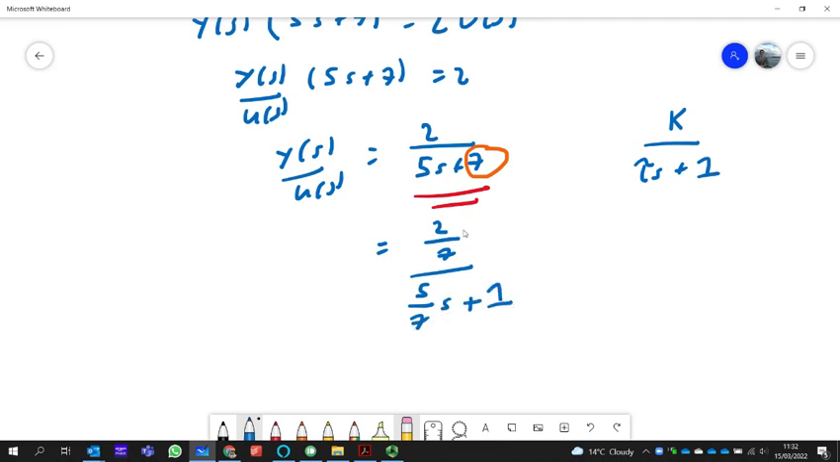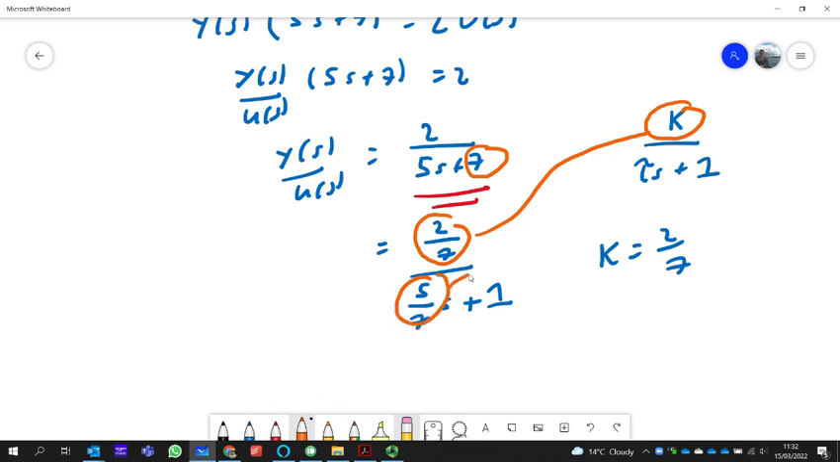And now we can read off our values. So we can match up our k value. Okay, so this is our k value. So that tells us that k equals 2 on 7, and we can also match up our time constant value, tau. Okay, and that tells us that tau equals 5 on 7. So those are your two answers.